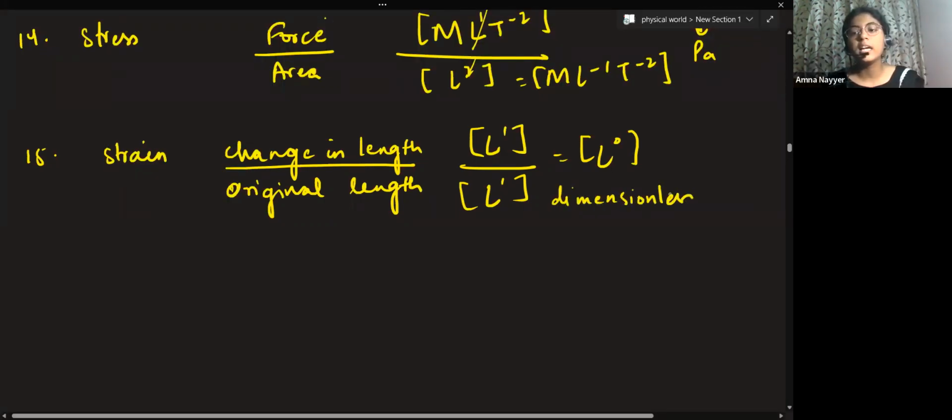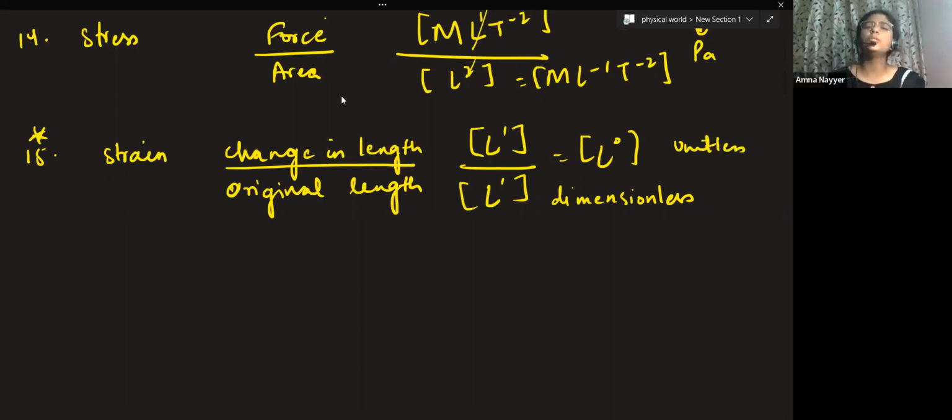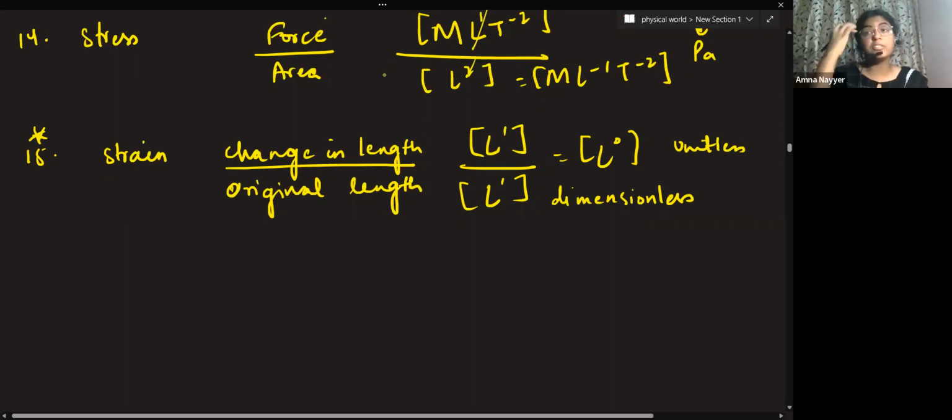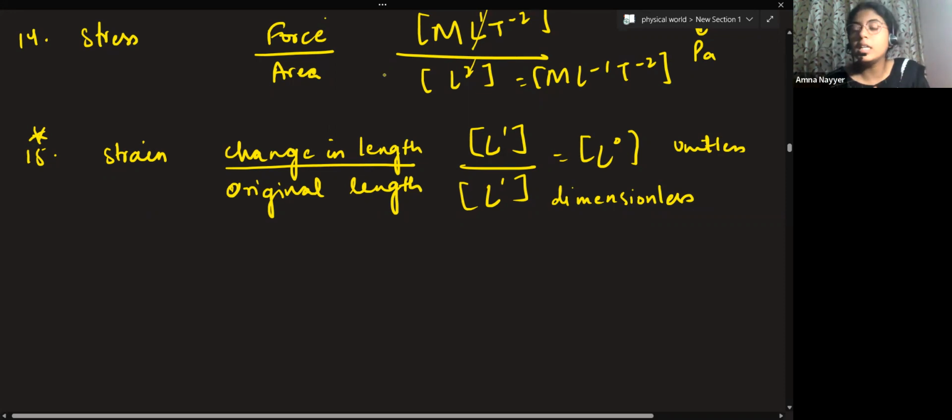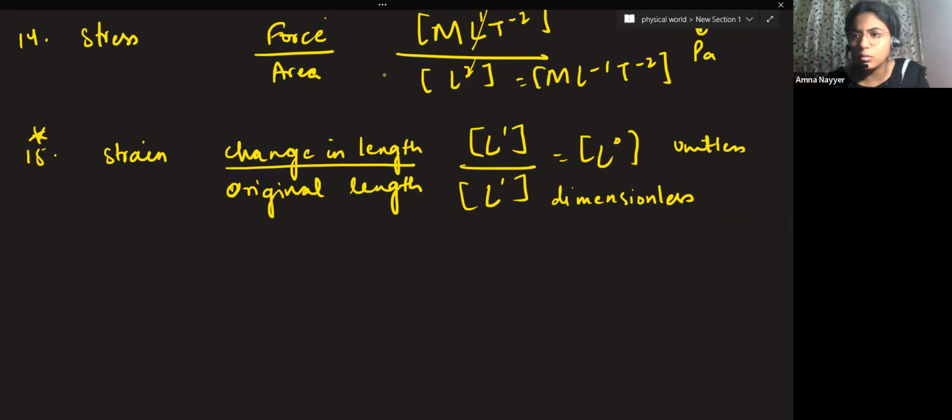Dimensionless quantity. The important thing that you have to remember about strain is that it's a unitless quantity as well. In your examination, you get questions like this: name a physical quantity which has a unit but no dimension. Angle, no dimension, but it has a unit. Name a physical quantity that has neither dimensions nor unit. Strain, it's a dimensionless quantity, neither does it have any dimension nor any SI unit.